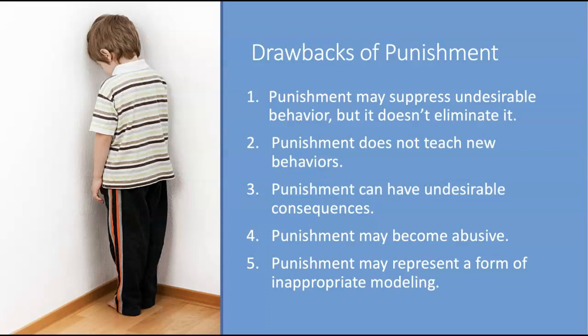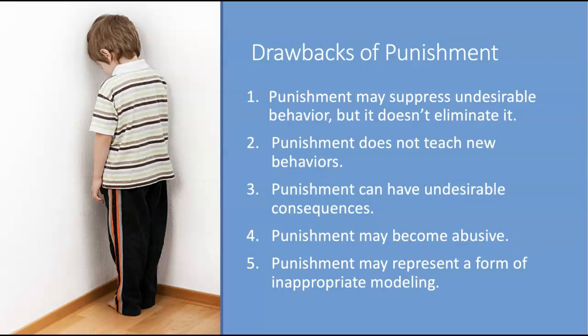Five, punishment may represent a form of inappropriate modeling. So we're going to talk about what modeling means in another video, but essentially the parent is the model. They are modeling behaviors that the child will observe and will copy. And so you may have heard, a lot of bullies in school, they behave that way because that's how they're treated at home. There's a lot of truth to that. That might not necessarily be the case for every bully, but I imagine in many cases, yes, that is what you see, because the child learns that that is an appropriate behavior.